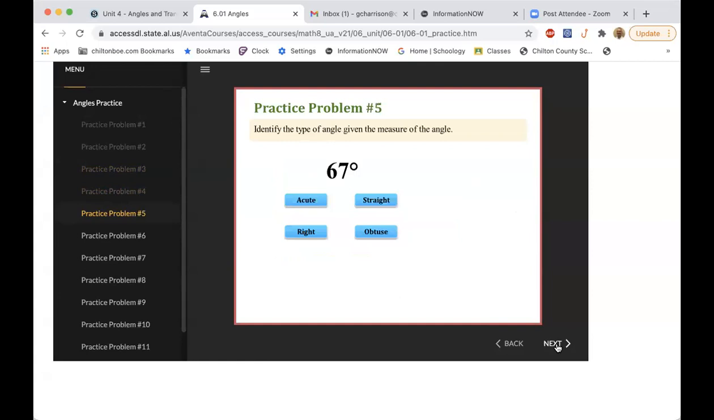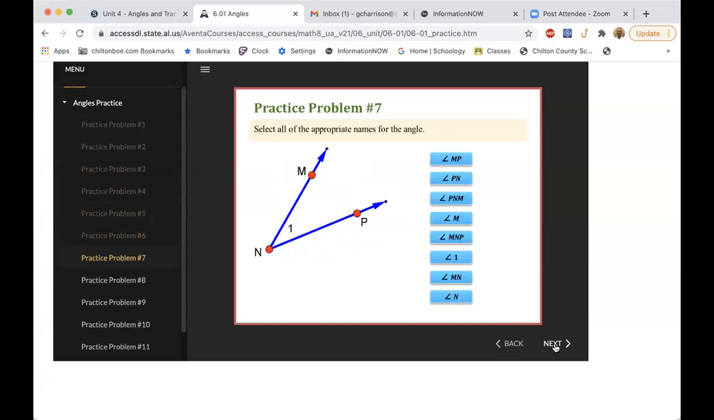Number 5 is 67 degrees. 67 degrees is smaller than 90, so that makes it acute. Number 6. Number 6 is greater than 90, yet less than 180, so that makes it obtuse. Number 7.